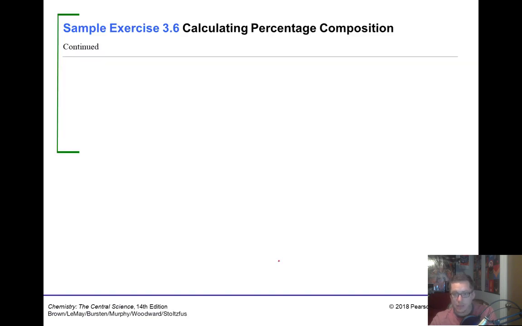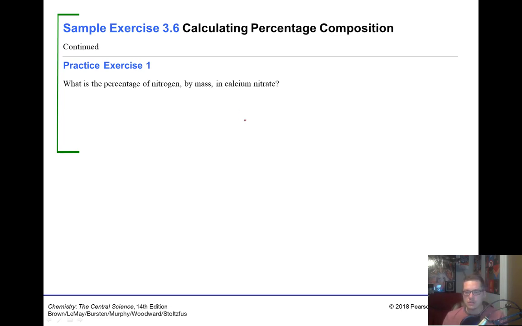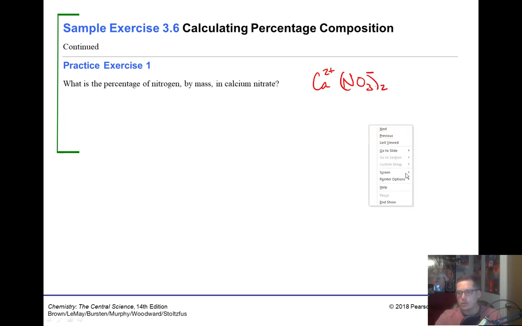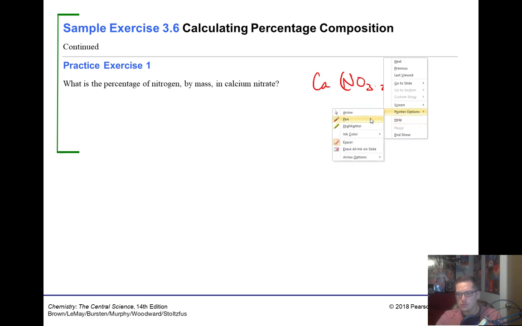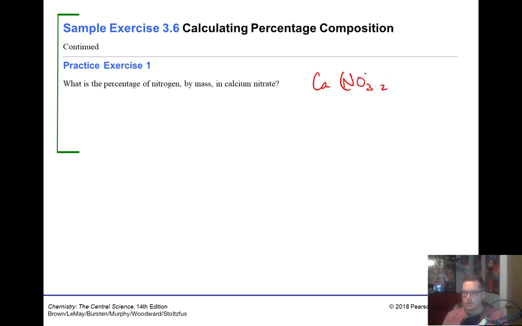All right, so we'll just do one here together. It says, what is the percentage of nitrogen by mass in calcium nitrate? So we've got calcium again, so calcium is 2+, and nitrate is another polyatomic we have to have memorized, so it's NO3-. Crisscross, so the 1 comes down here, but we don't write the 1, so this becomes Ca(NO3)2. We'll erase the charges so they don't confuse us. Oh my goodness, I erased the parentheses. So Ca(NO3)2.